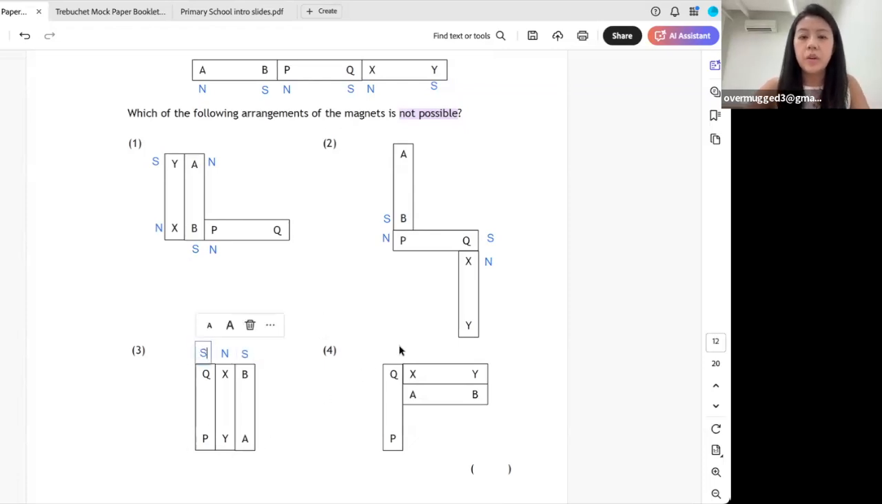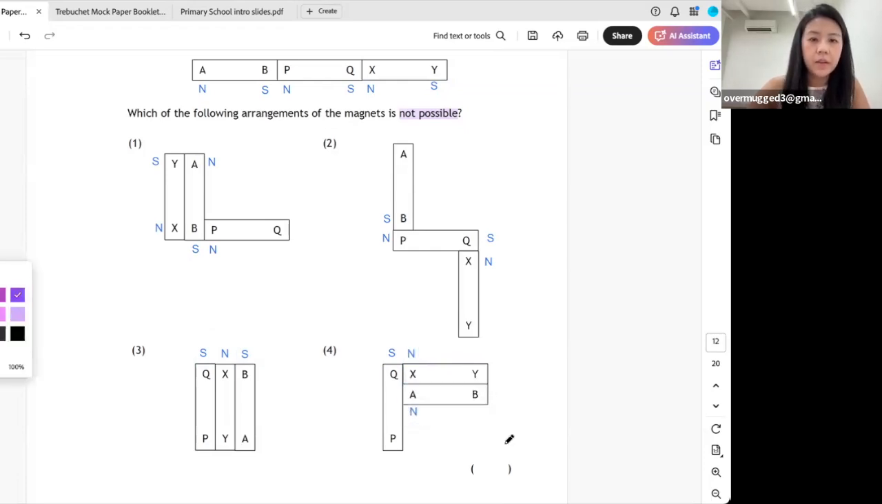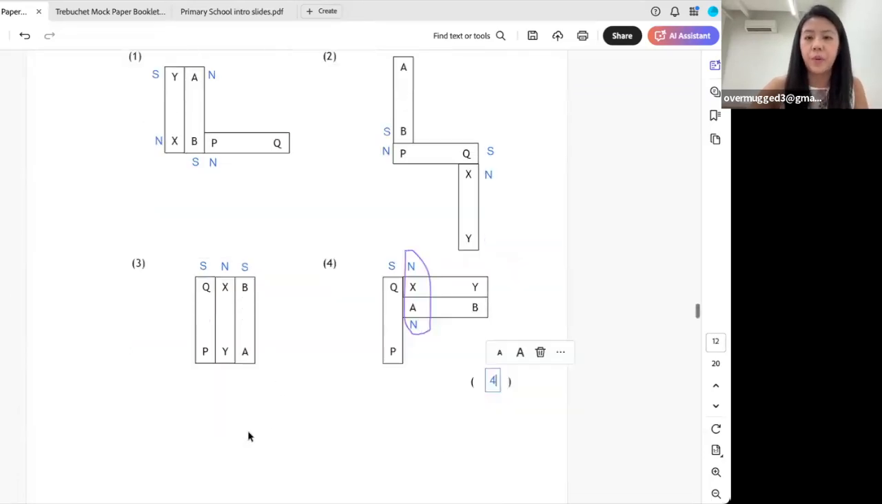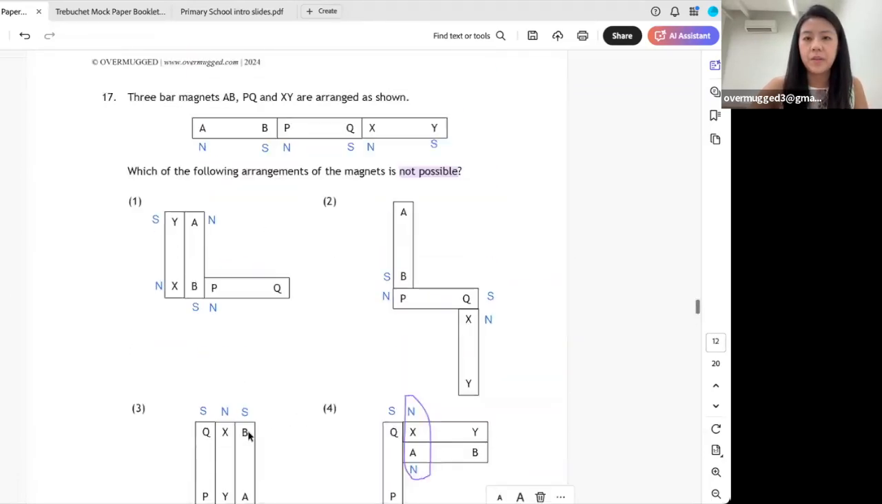Okay. Going on to the last one, Q is south pole. X is north pole. A is north pole. Okay. You see a problem here for X and A. This north pole and north pole should not be attracting each other. So this arrangement should not be possible. And therefore, our answer is option 4.